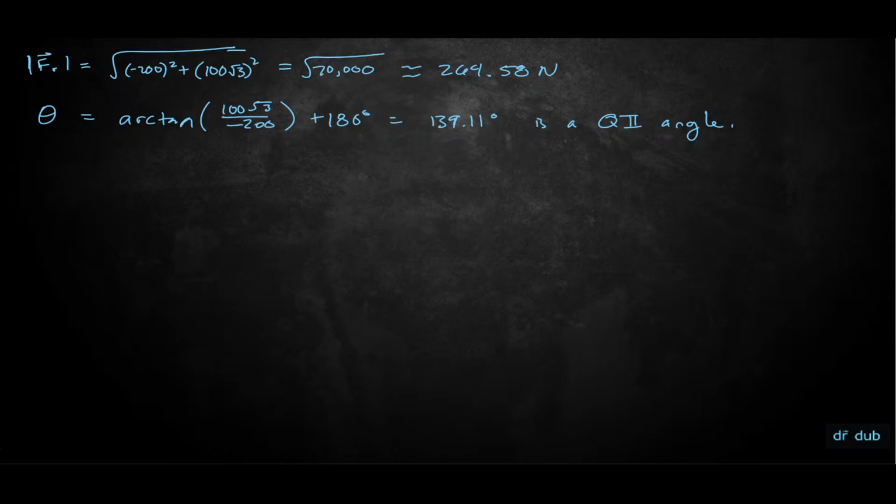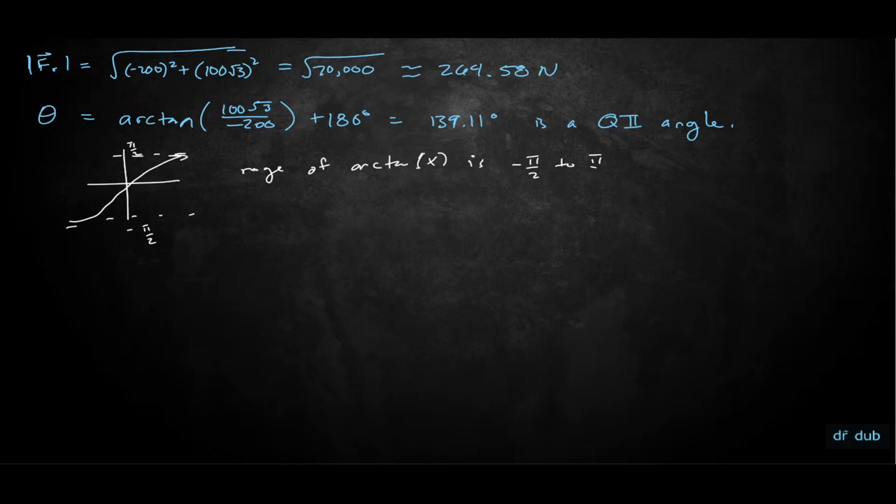Why do we add 180 when decrease? Oh, okay, good question. So arctan has a range of negative 90 to positive 90. If we go back to arctangent, its graph looks like this, but it's bounded between negative pi over 2 and pi over 2. So the range of arctan x is negative pi over 2 to pi over 2.